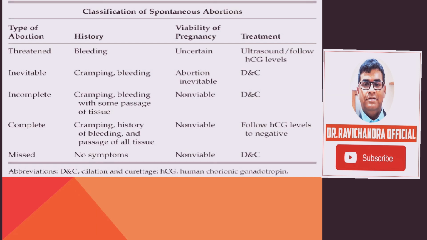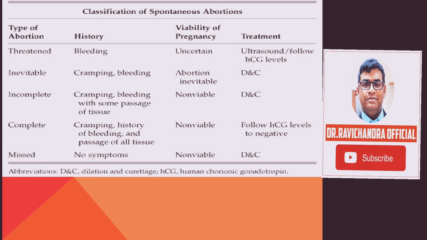Classification of spontaneous abortions. Threatened abortion: the history is bleeding and viability of the pregnancy is uncertain. Treatment is ultrasound or following HCG levels. Inevitable abortion: because of bleeding, abortion is inevitable. Treatment is dilatation and curettage. Incomplete abortion: there will be cramping, bleeding with some passage of tissues, and it is non-viable. So treatment is dilatation and curettage.